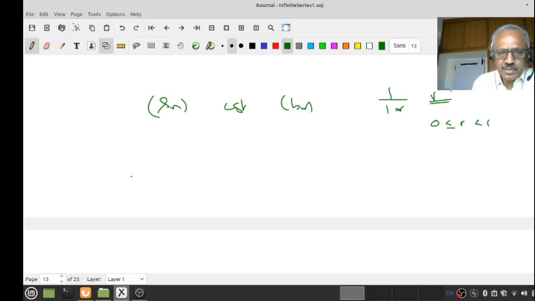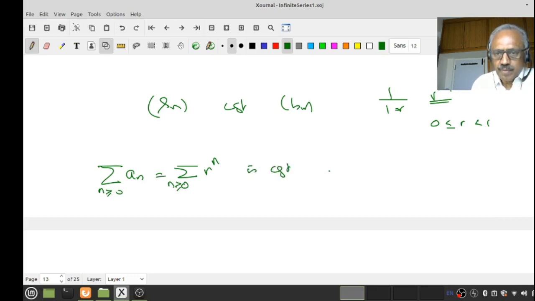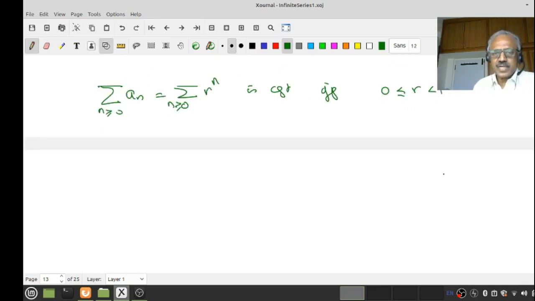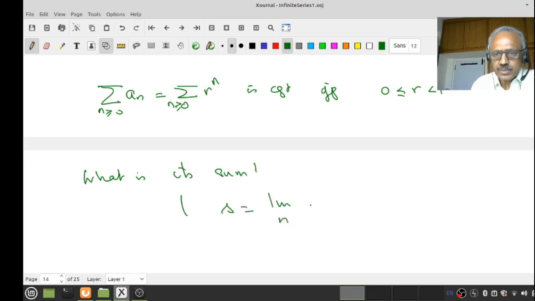Then if that be the case, what is the sum? Therefore let us first write down the summation of an, that is we will write it as r to the power n, where n is greater than or equal to 0, is convergent if and only if 0 is less than or equal to r, less than 1. Once it's convergent, I want to know what is its sum. So what is the sum? The sum is nothing other than the limit of the sequence of partial sums. But what is this? This is the limit of 1 by 1 minus r into 1 minus r to the power n plus 1.